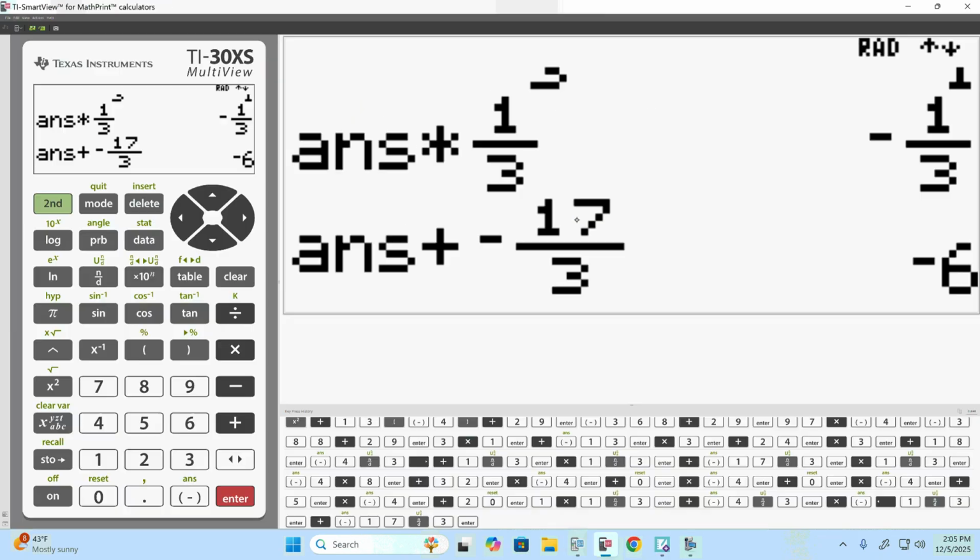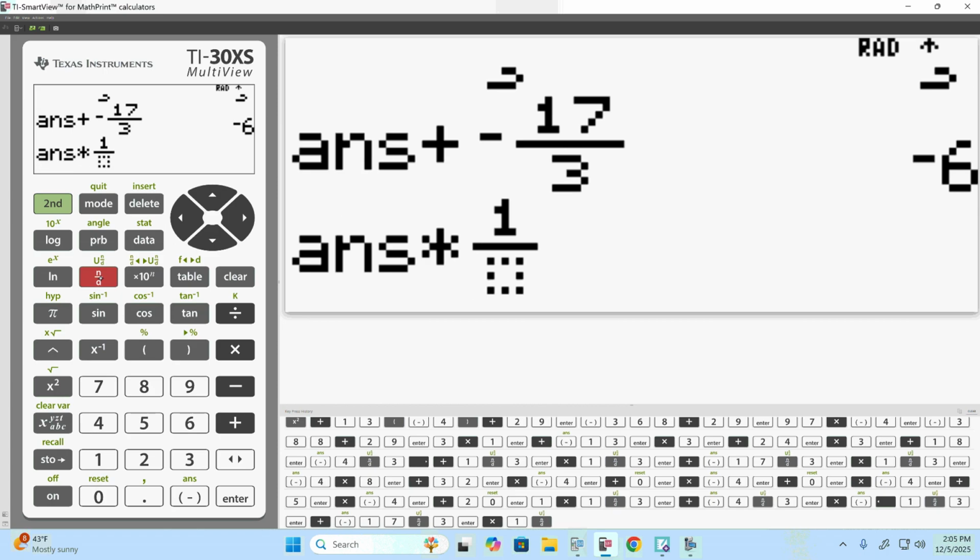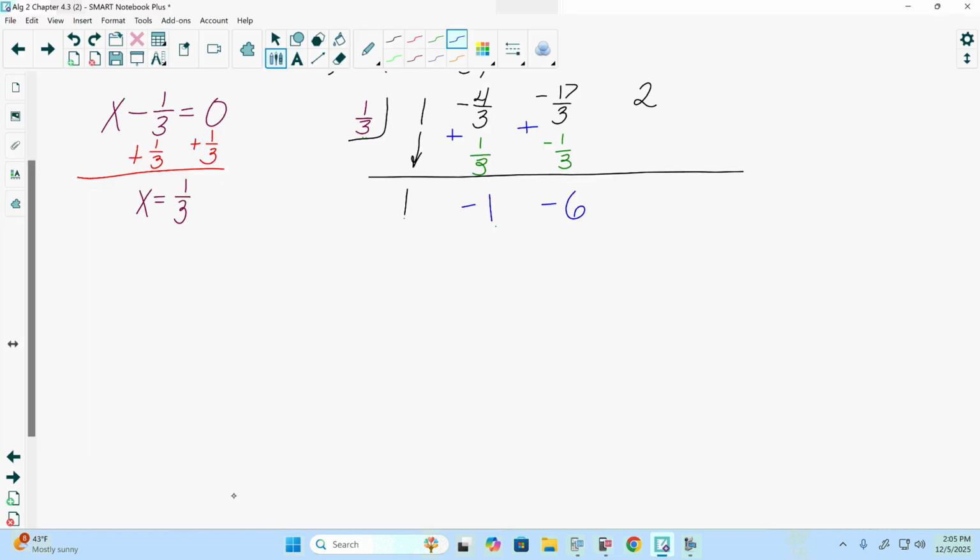Then we're going to multiply by 1/3 again, because 1/3 times -6 is -2. And last but not least, 2 plus -2 is 0. We don't have any numbers left on top, so we're done.